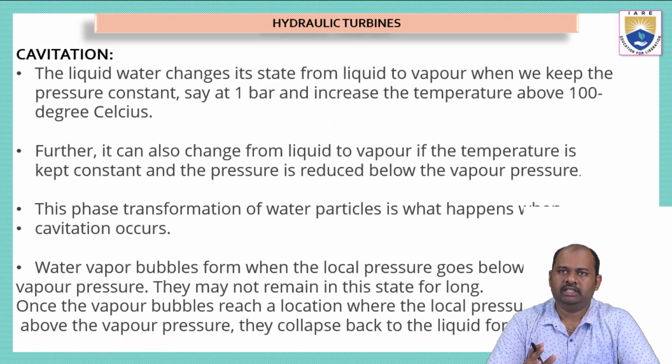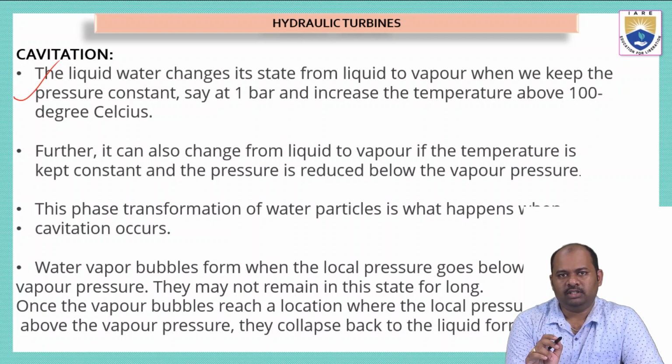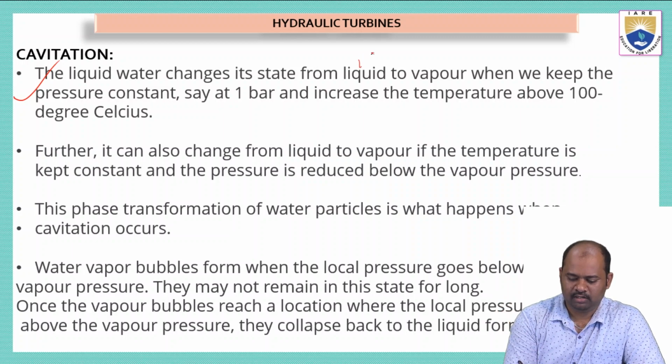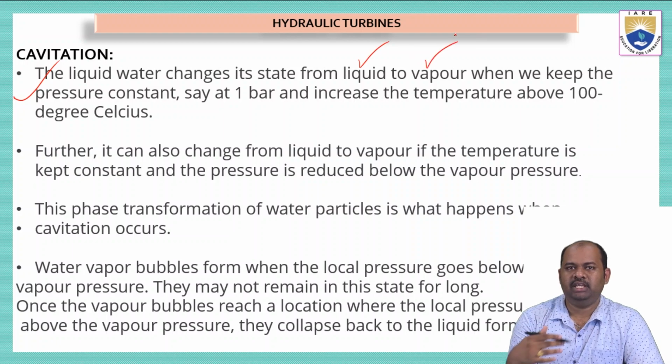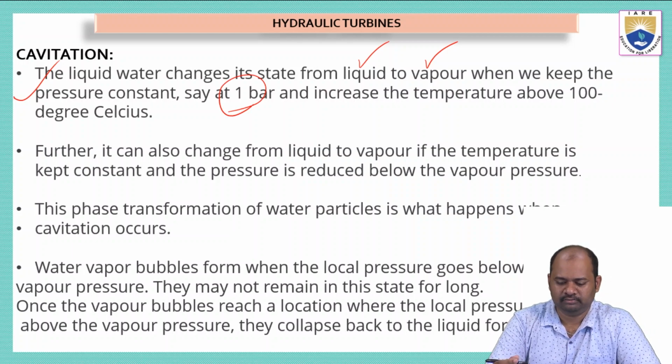The liquid water changes its state from liquid to vapor when we keep the pressure constant, say 1 bar, and increase the temperature above 100 degrees Celsius. Now we'll try to understand this. First point, the liquid water changes from liquid form to vapor. Here liquid is rapidly being converted into vapor, while the pressure is kept constant at 1 bar and the temperature is increased above 100 degrees Celsius.